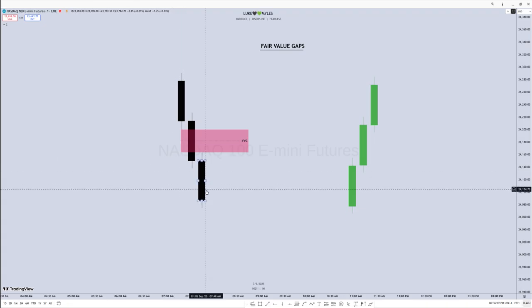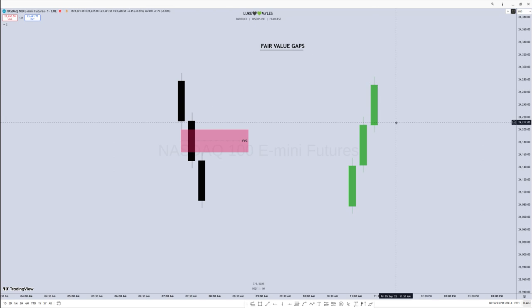And because those orders are left unfulfilled, the market will want to reprice to this price point to fulfill these orders, then continue lower. So that's basically the criteria behind fair value gaps. Now that was a bearish fair value gap.